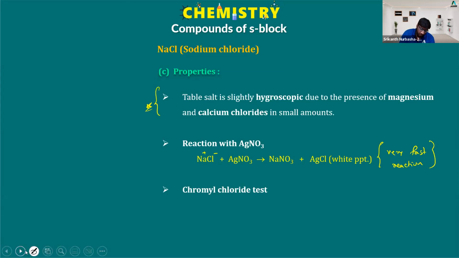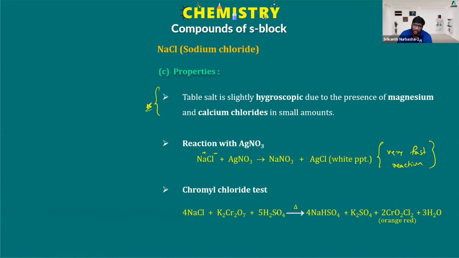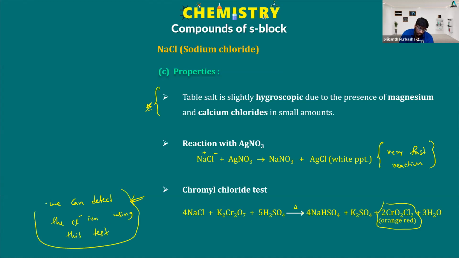which is a white precipitate. Chromyl chloride test: orange-reddish colored chromyl chloride, CrO2Cl2, is obtained. That is a test to detect the chloride ion. So NaCl plus K2Cr2O7 plus 5H2SO4 upon heating forms NaHSO4 plus K2SO4 plus CrO2Cl2. So it is a test used to detect the chloride ion. We can detect the chloride ion using this particular test.